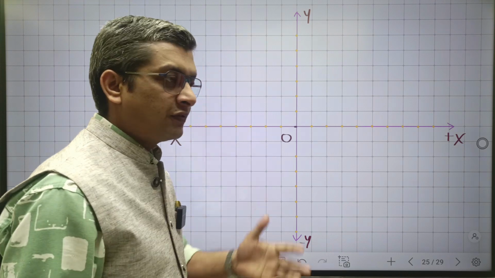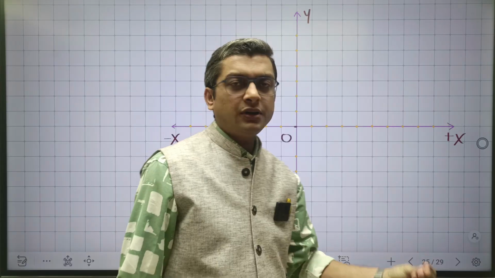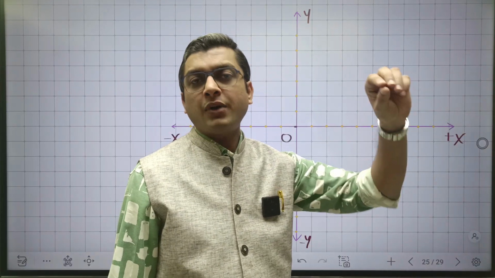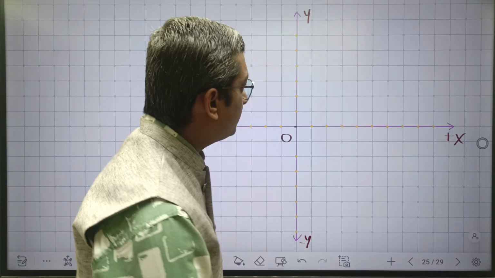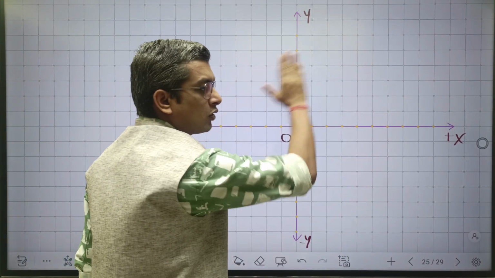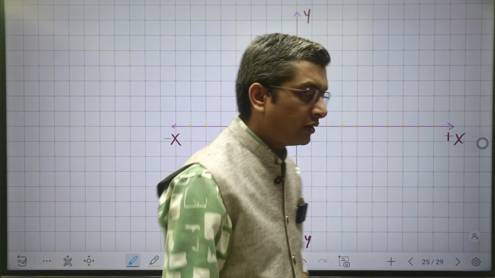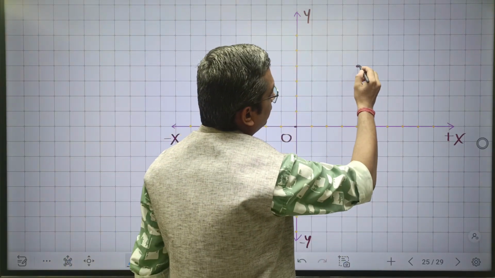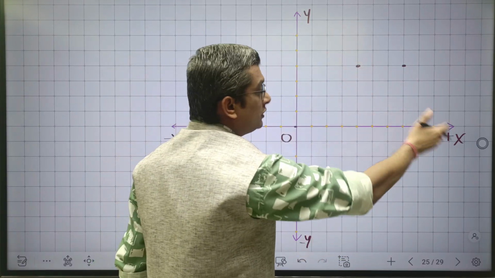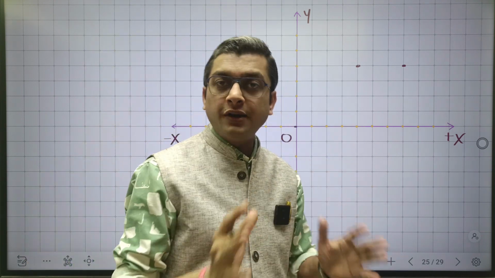So how is the z-axis defined? In the two-dimensional system, we use only two axes, because we use it to define the location of any particle which is in a plane. For example, if an insect is moving in the plane of the board, its location is defined only in this plane. Suppose the insect is here, so we can define its position by using these two coordinates and these two axes. We don't require the third axis.